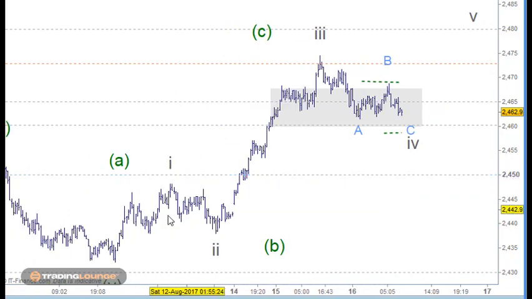Okay, on the bullish side of things, this is the low here on this market here, but on the cash market, it counts up as 1 and 2 here, and 3 and 4 and 5.